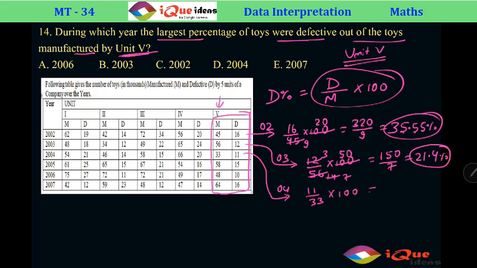Similarly, let's say for 2004 it is 11 out of 33, 11 out of 33 into 100, straight away one third is 33.33%. Okay. Then similarly for 2005, it will be 15 out of 58. So it is 15 divided by 58 into 100. Again, do the normal careful calculation.